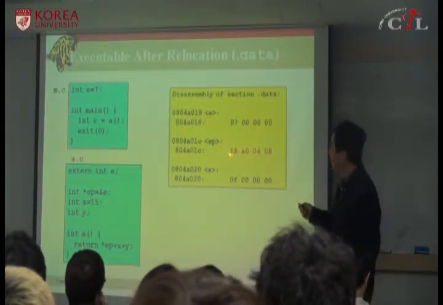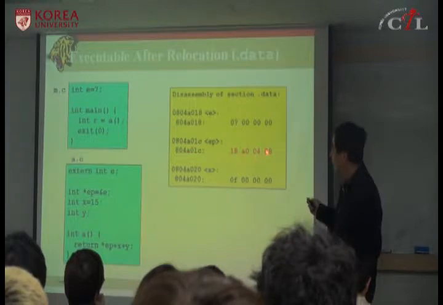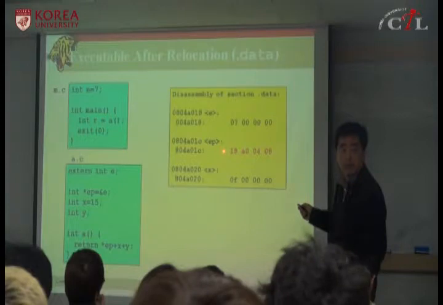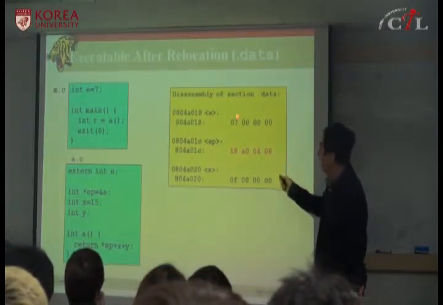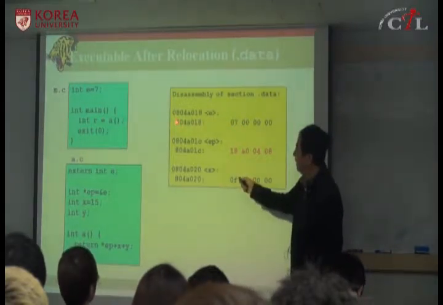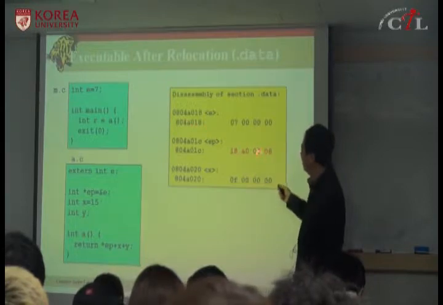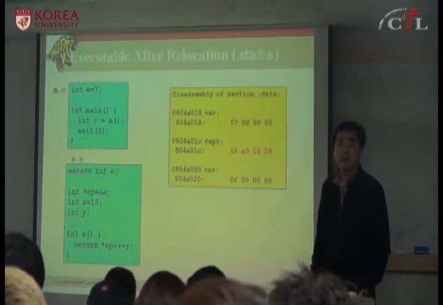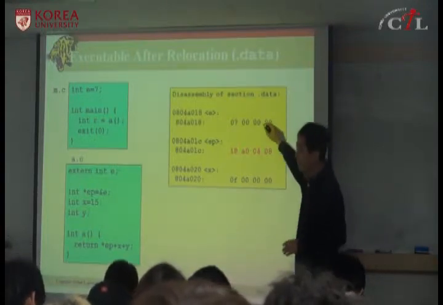Is that a typo? It should be 1C, not 18. Which one? On the red. 0804A018. This one? Yeah. Because EP should have the address of E. Address of E is 0804A018, 0804A018. Okay? Other questions? Okay, so let me explain this one.